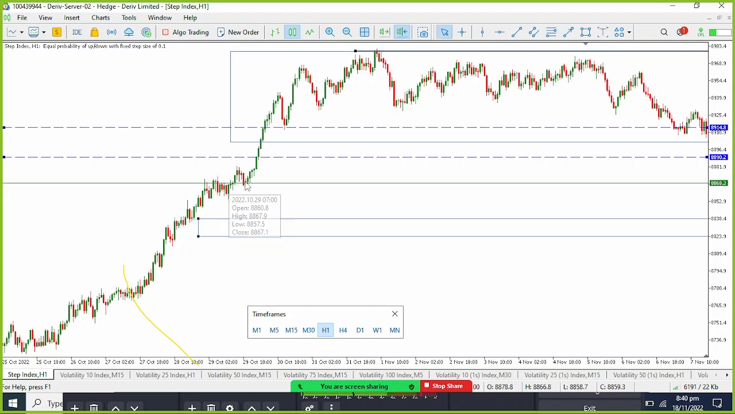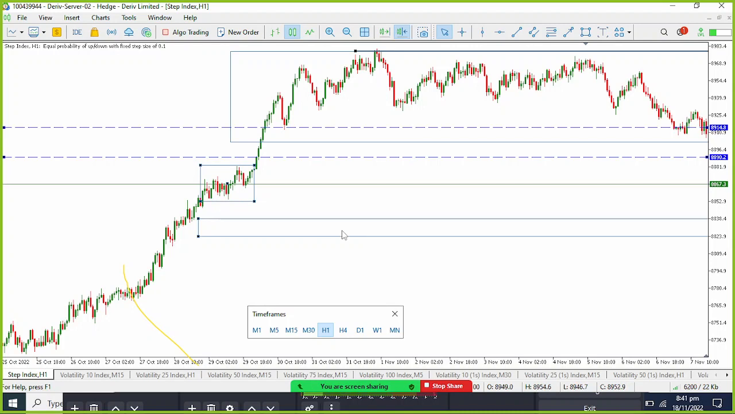Let's focus on only this area. Let me mark here. Let's focus on just this area. Can somebody tell me something here? Here, just this area that I've marked. Can you see something there? Can somebody tell me something here?